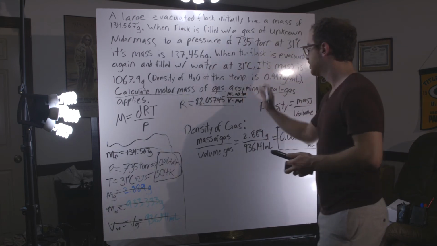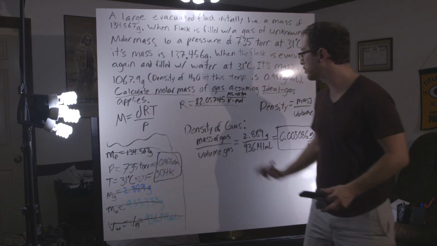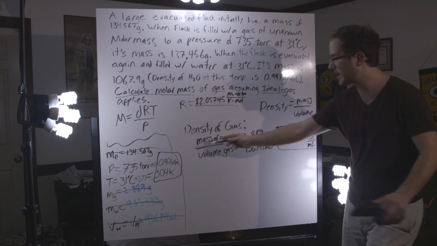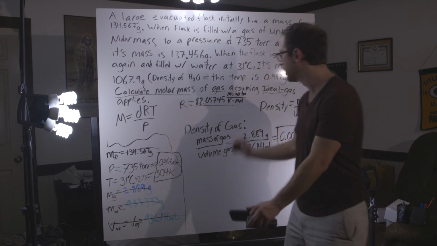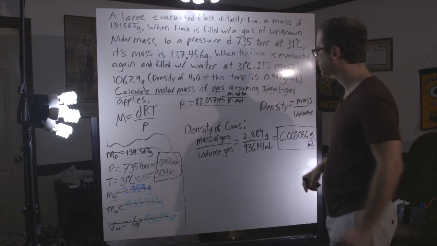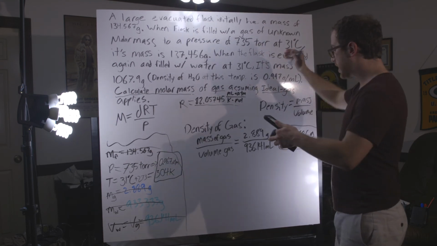All right, so now that we know that's going to be the R value we use, our milliliters will end up canceling out, our atmospheres will cancel out, and our Kelvin will cancel out, and it'll give us moles. More specifically, it'll give us grams per mole. All right, so let's go ahead and plug all that in now.